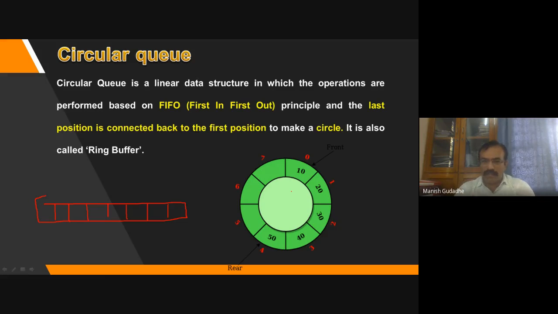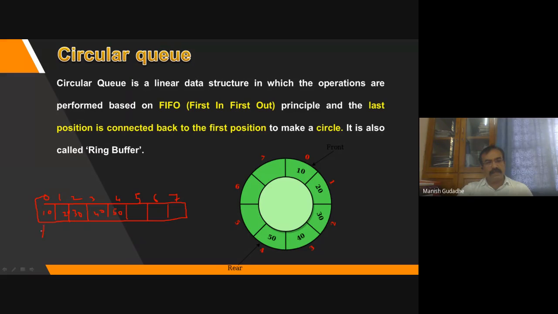This is logically only represented in this way, but it looks actually like this. That means this is the 0th element, first, second, and so on. The elements which are added here are 10, 20, 30, 40, 50. The rest of the elements are empty.